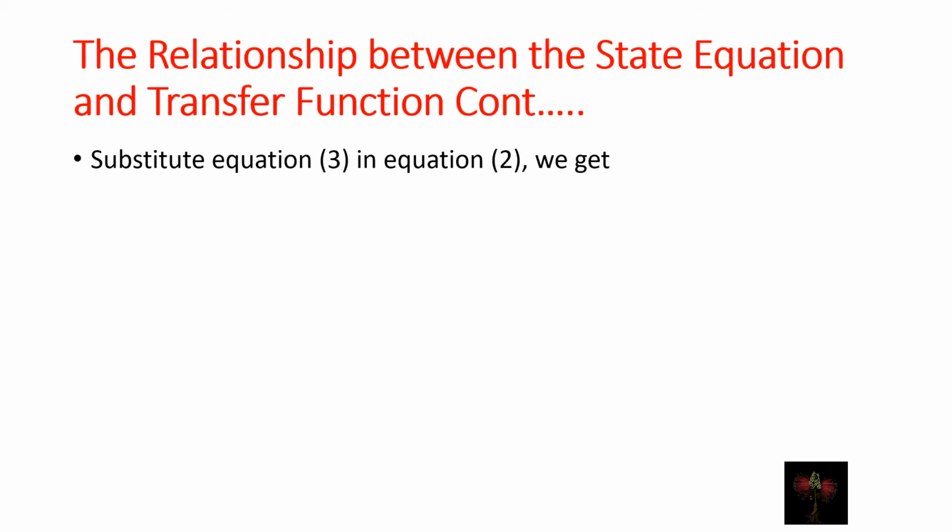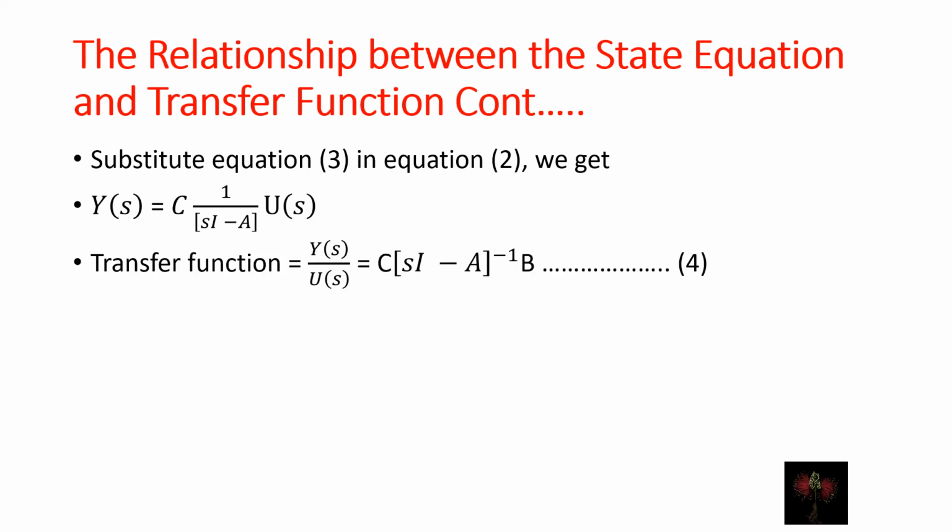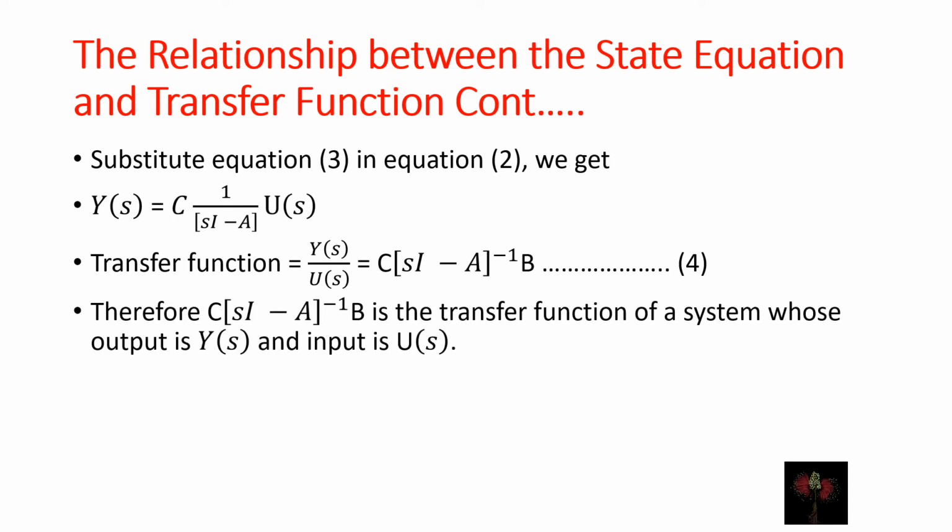Substitute equation 3 in equation 2. We get y of s is equal to c into 1 divided by si minus a u of s. The transfer function is y of s by u of s, that is equal to c into si minus a the inverse into b. Consider this as equation 4. Therefore, c into si minus a inverse into b is the transfer function of a system whose output is y of s and input is u of s.